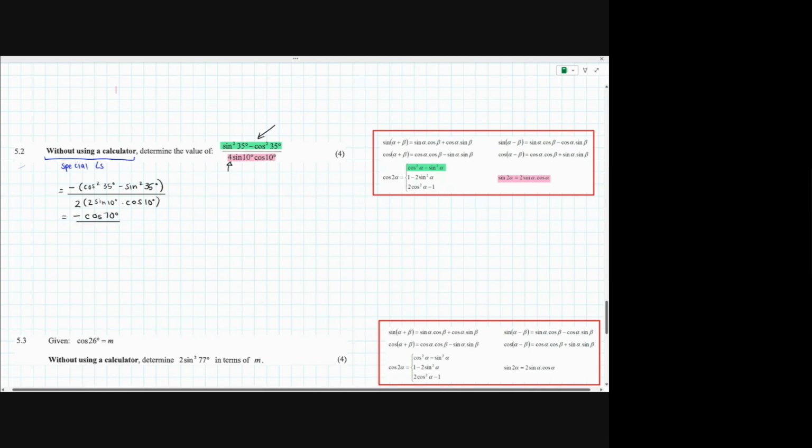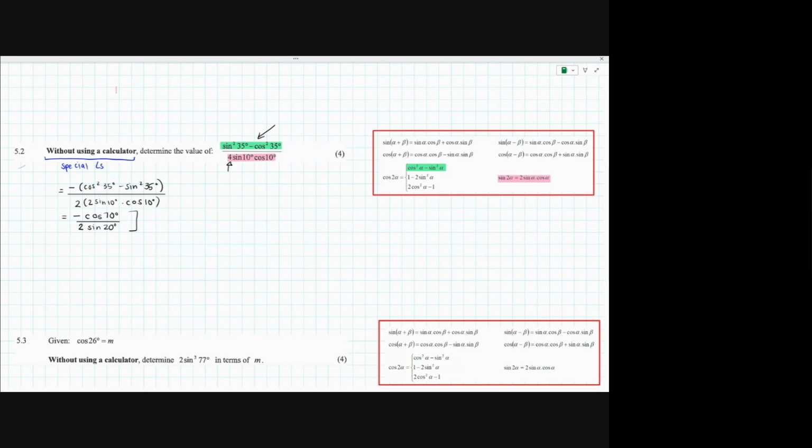In my denominator, the coefficient 2 stays there because that's not part of my identity, but the 2 sine 10 cos 10 simplifies to sine of the double angle, 20. And this is now where the co-ratios exist. 70 and 20 give me the 90.